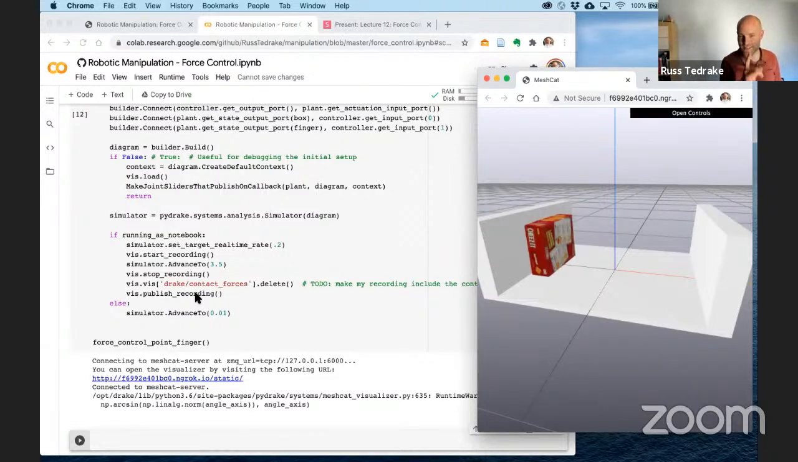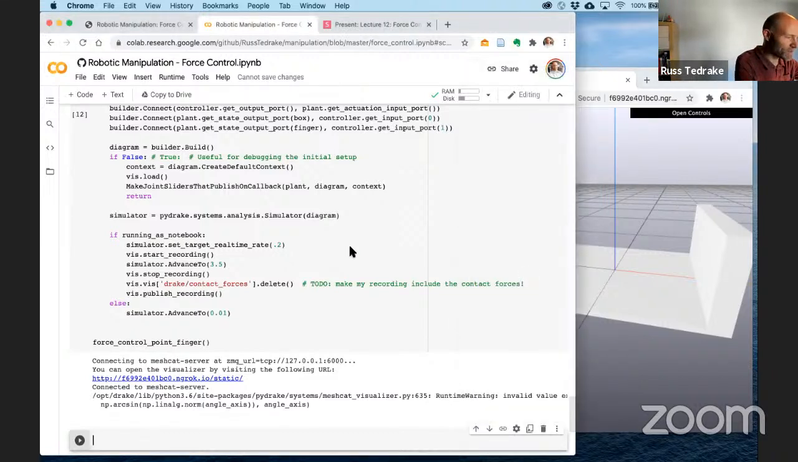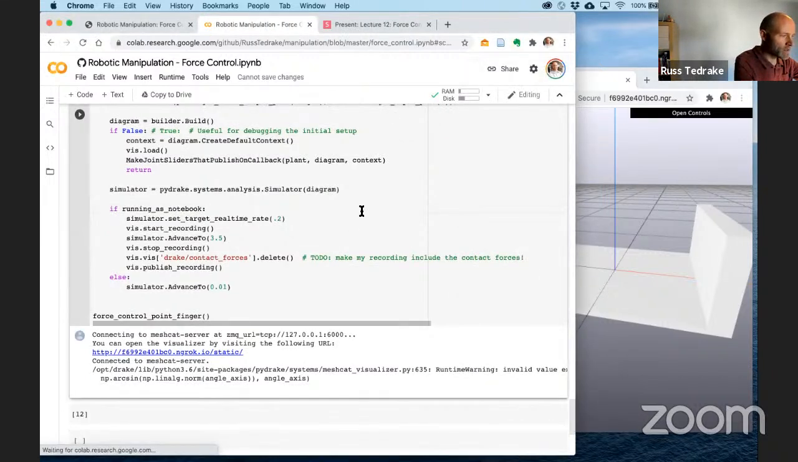Now, I did continue to apply force after the box went up, and so the finger shot off to infinity. That could be cleaned up. But let me run it again, because the contact forces are supposed to show during the middle of the thing.